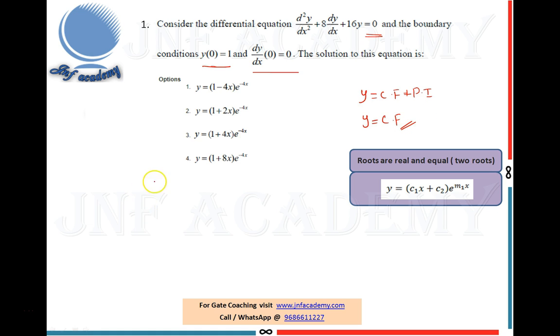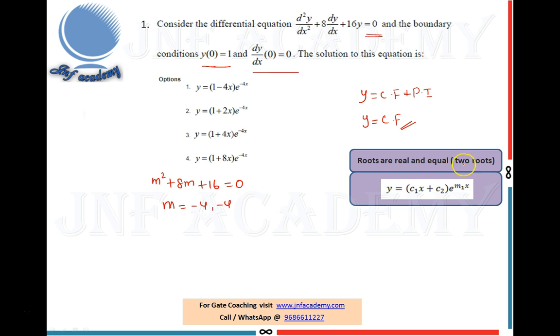Now let us find the CF. How to find CF? First I write the auxiliary equation. What is the auxiliary equation? m square plus 8m plus 16 equal to 0. Solve this quadratic equation. I got two roots, that is m equal to minus 4, minus 4. Roots are real and equal.